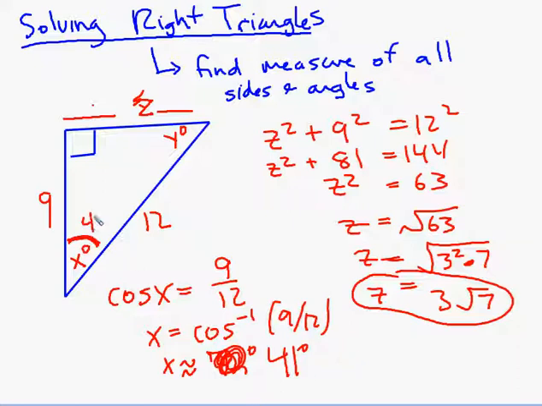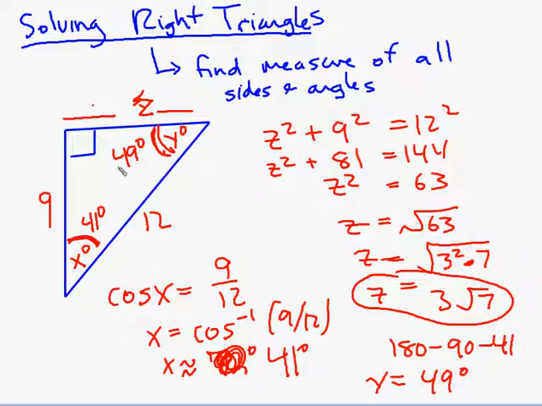So how many degrees are in a triangle? 180. So I could do 180 minus 90 minus 41, and that will give me y. Does that make sense? And I get 49 degrees. And now I've solved the triangle. I know everything about it. Y equals 49 degrees. Now I could find y, just FYI, with opposite over hypotenuse. I could use inverse sine.